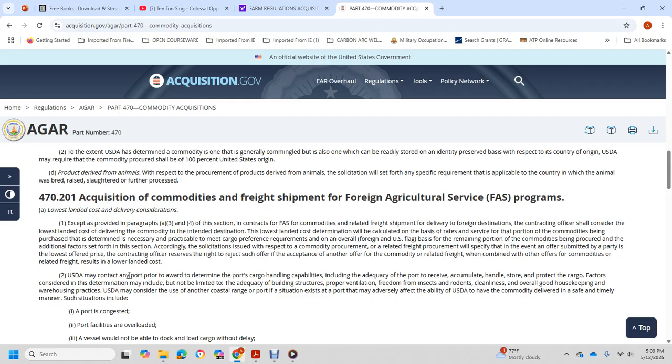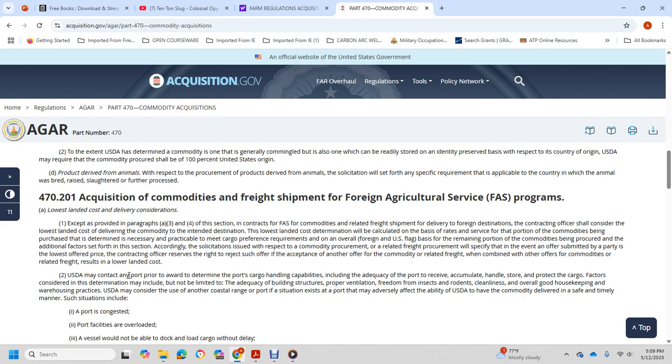offered price, the contractor offers and the contracting officer reserves the right to reject the subject offer and accept another offer for the commodity related to freight when combined with the offer for the commodity with the related freight, which results in a lower landed cost. USDA may contact any port prior to determining port cargo handling capabilities, including the adequacy of the port to receive, accumulate, handle, store, and protect the cargo factors.